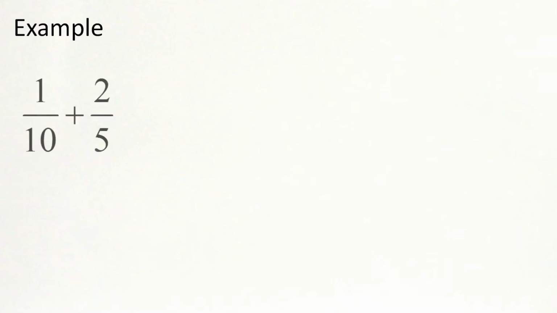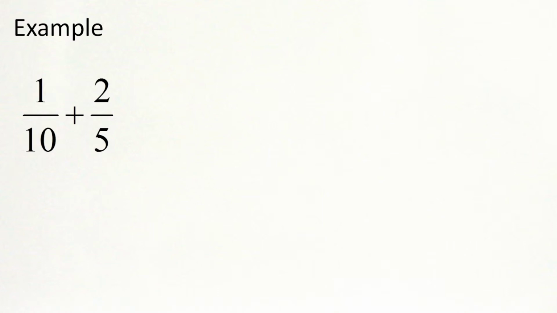The problem we'll look at today is 1/10 plus 2/5. So the first step is we need to find a common denominator. And as mentioned, we can either multiply the denominators together, which would give us a denominator of 50, or we can list the multiples and find the lowest common denominator. Personally, I like to find the lowest common denominator as it makes the fraction a little bit easier to work with. So let's do that.